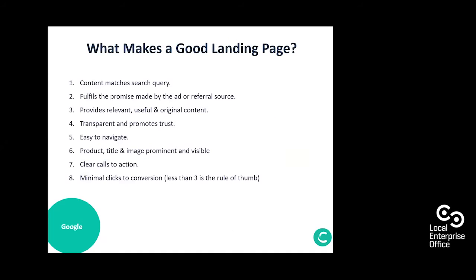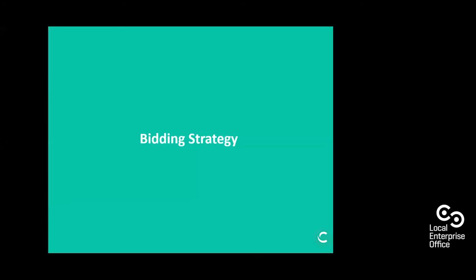So what makes a good landing page? Well, the content matches the search query. It fulfills the promise made by the ad or referral source. It provides relevant, useful, or original content, is transparent and promotes trust, and is easy to navigate. If it's a product, the product title and image are prominent and visible, with clear calls to action and minimal clicks to conversion. Less than 3 is the rule of thumb. We want the prospect, the customer, the person to be able to do whatever it is that we want them to do within 3 clicks, ideally, or as close to that as we possibly can.